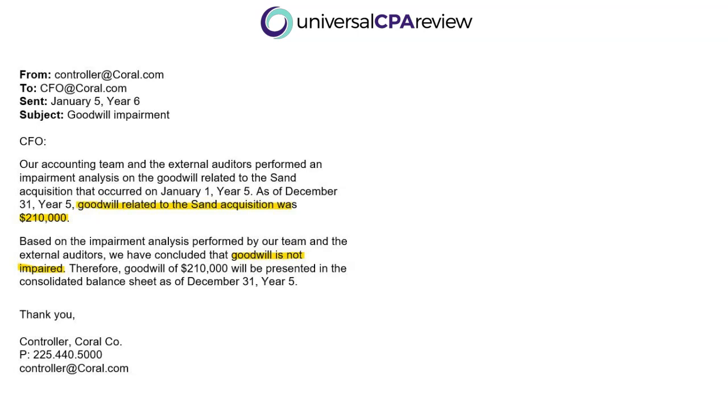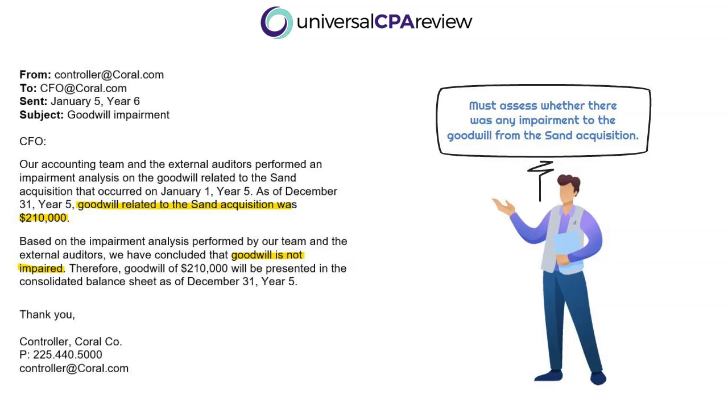This next exhibit is regarding Goodwill Impairment. And remember that we have to record goodwill on the date of the acquisition. And then at the end of the year, well, the company and its external auditors would assess whether there's any impairment, right? So it says that as of the acquisition date, goodwill was $210,000. There is no impairment here according to the accounting team and the external auditors. So at the end of the year, goodwill will be $210,000 on the balance sheet, right? So we'll bring that back up when we need to.